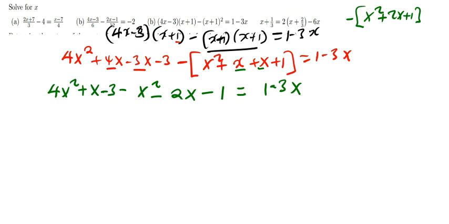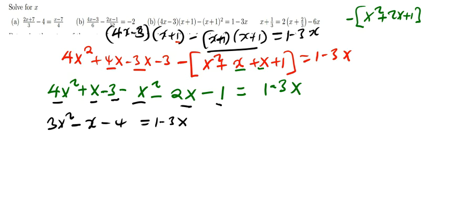Okay, I'll proceed. Now from here I can clearly see that this and this can be added. And this is going to give me 4 - 1, that is 3x². Then again, this guy and this guy can be added. That is going to give me negative x. Then this guy and this guy can be added. That is going to be negative 4. Then 1 - 3x. So this is a quadratic equation.